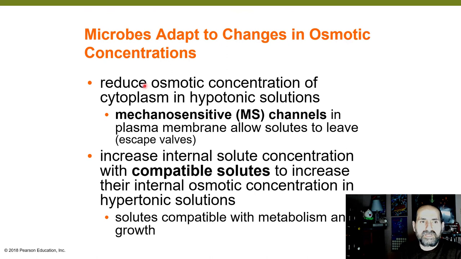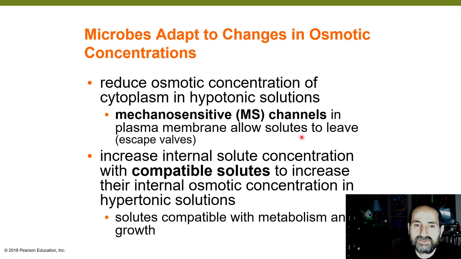So how do bacterium reduce osmotic concentration of the cytoplasm in a hypotonic solution? This is a solution with more pure water outside. This pure water is forcing its way inside. Well, they could have mechanosensitive channels in the plasma membrane to allow solutes to leave. If you allow solutes to leave, this will prevent as much osmosis, as much water entering the cell, because you're releasing some solutes.